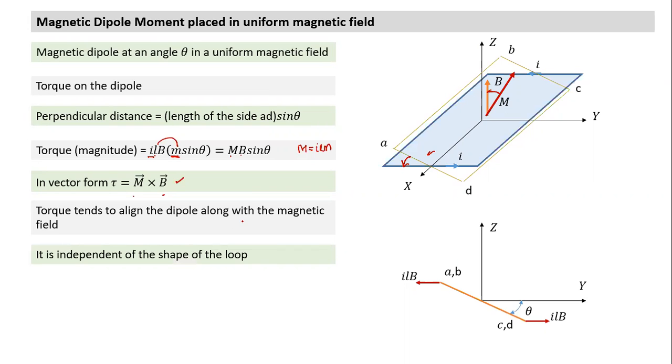And the magnitude of torque is equal to MB sine theta. What we notice here is that it is independent of the shape of the loop. It doesn't matter. If you have a circular loop also, something similar will happen.